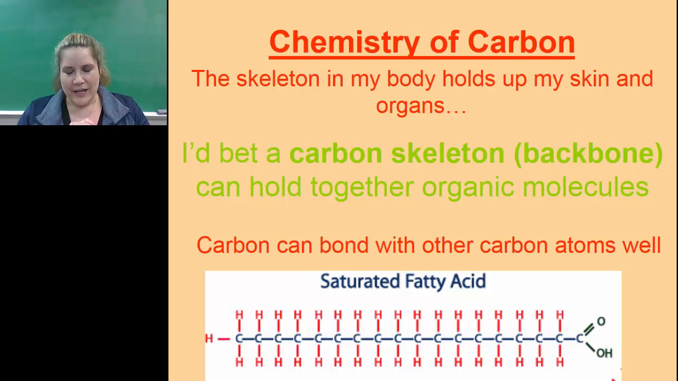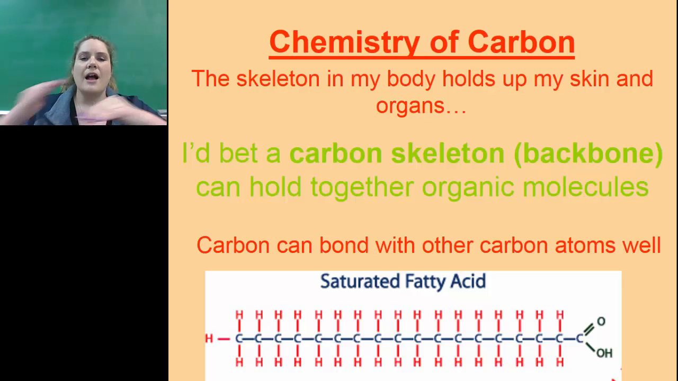So if you think about it, you have a skeleton in your body that holds up your skin and your organs. And so we talk about a carbon skeleton or a carbon backbone that holds together organic molecules. So oftentimes when you're looking at an organic molecule, you'll look at a long chain of carbons. And we call that a carbon skeleton or a carbon backbone, because carbon bonds with other carbons. So you can go carbon, carbon, carbon, carbon, carbon, carbon, and then have a whole bunch of stuff coming off the sides. So in this example of the saturated fatty acid, you have this carbon backbone going down the center, and then you have all these hydrogens on the outside, and then you have this carboxyl group on the end.